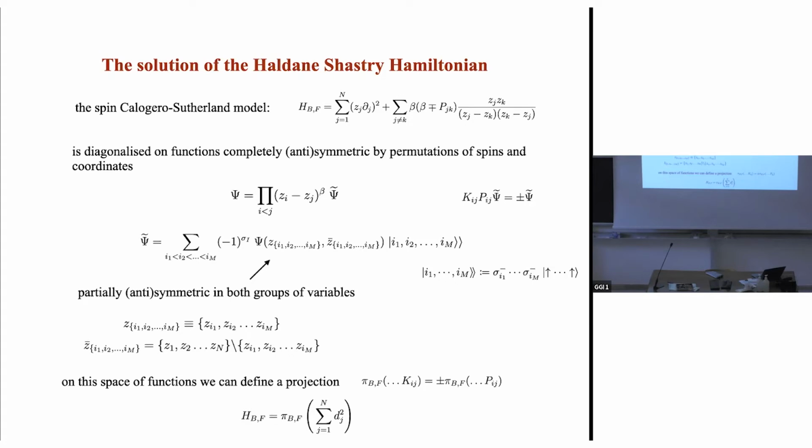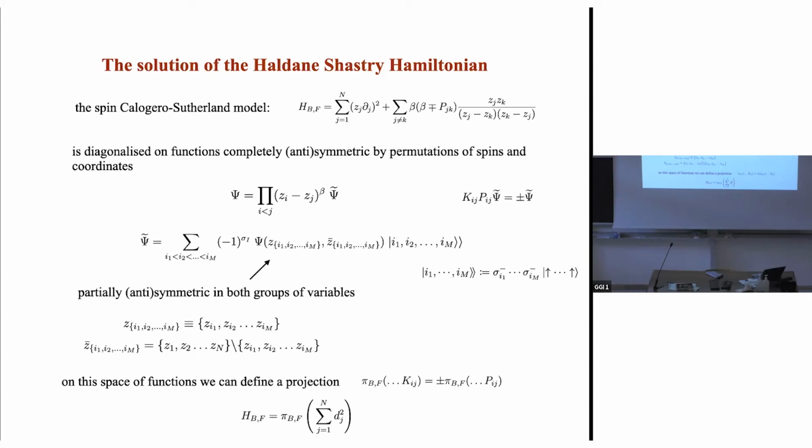It will have some spin part, which is given by the basis of states where spins are reversed at some positions of the spin chain. And then there is some coordinate component, which will be completely symmetric or anti-symmetric on two groups of variables. So the one group of variables corresponds to the indices that are reversed here, and the other group is the complement. And in order to impose the symmetry, one has to take a linear combination with some prescribed symmetry factor here.